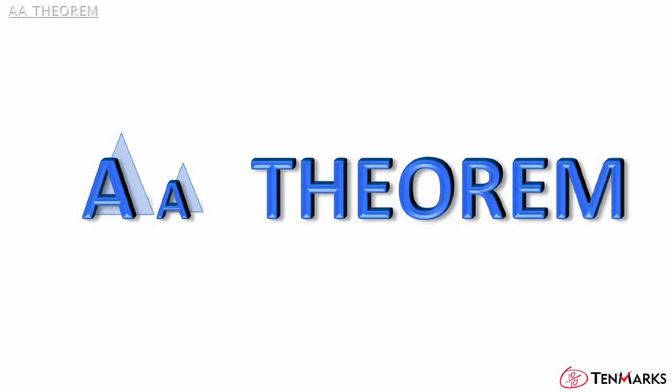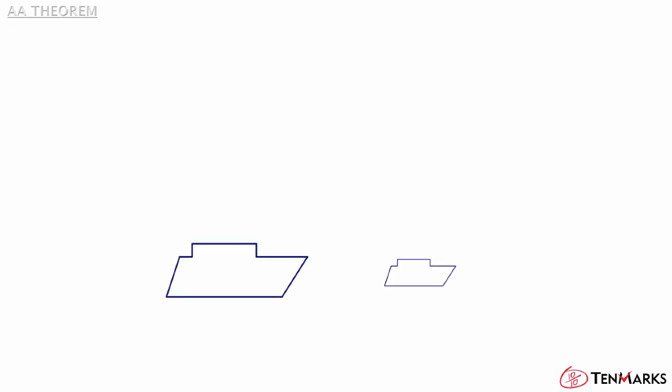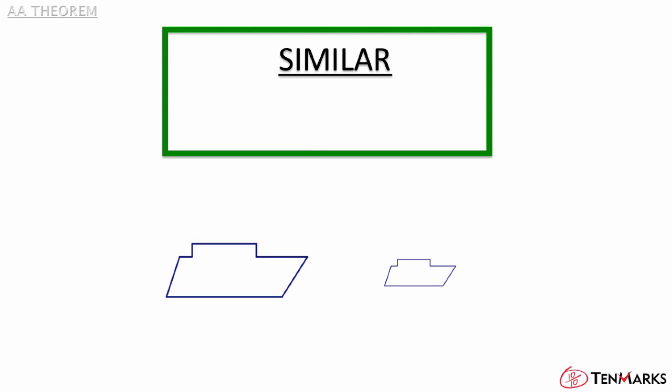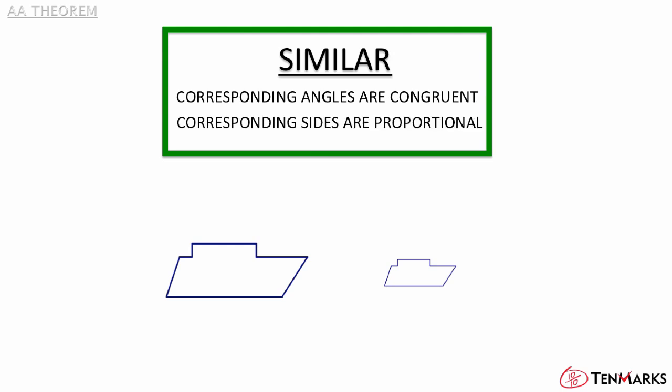This video will talk about similar triangles and the angle-angle theorem. These two figures are similar, which means that they are the same shape but not the same size. In similar figures, corresponding angles are congruent and corresponding sides are proportional.